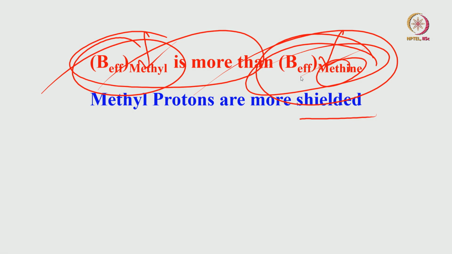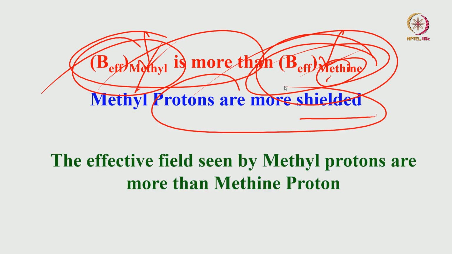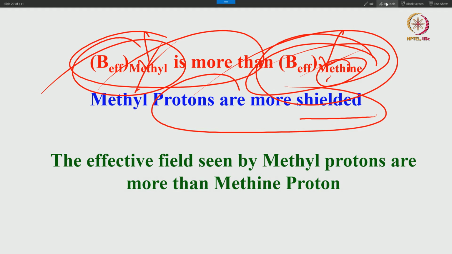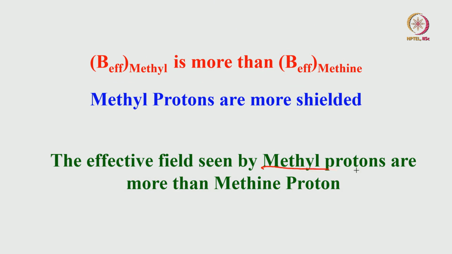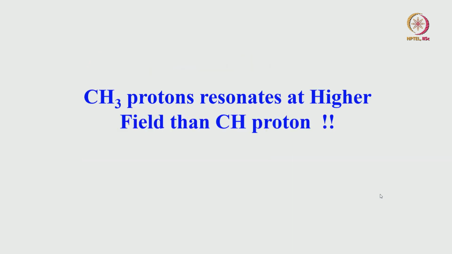The effective field between these two is different, but when you compare the methane proton with the methyl protons, the methyl protons are more shielded than the methane proton, because B effective of methyl is more than that of the methane protons. So, as a consequence, the effective field seen by the methyl proton is more than the methane proton. That means it is more shielded. The field seen by this nucleus is much more.